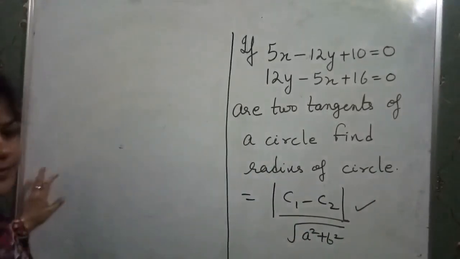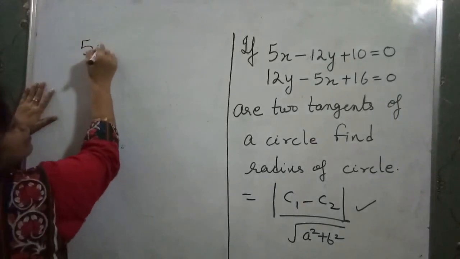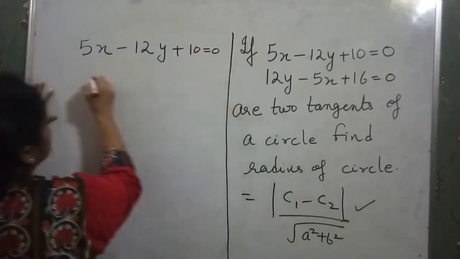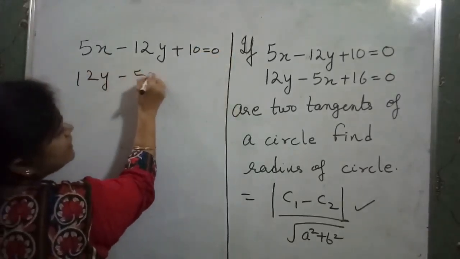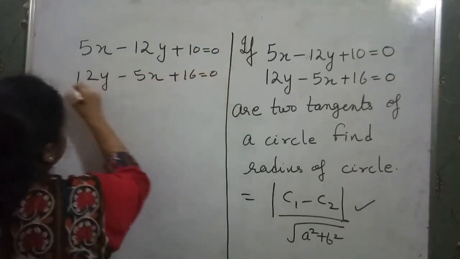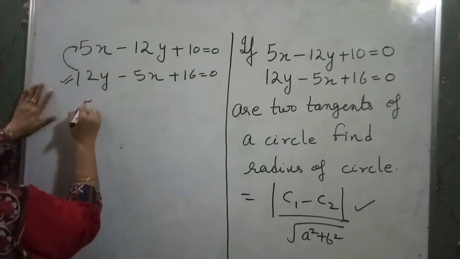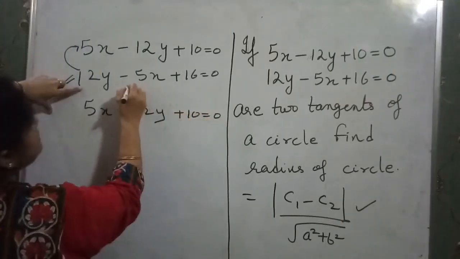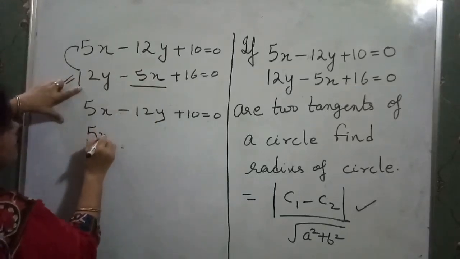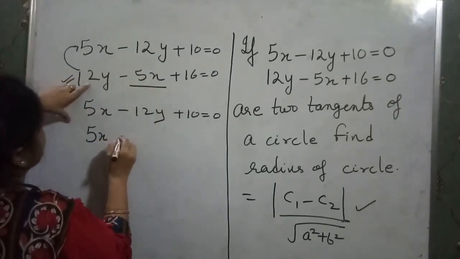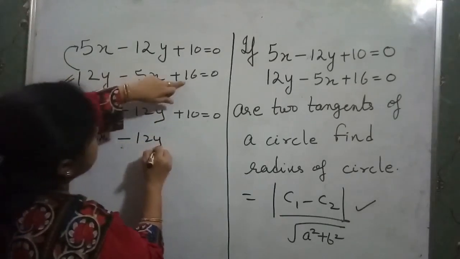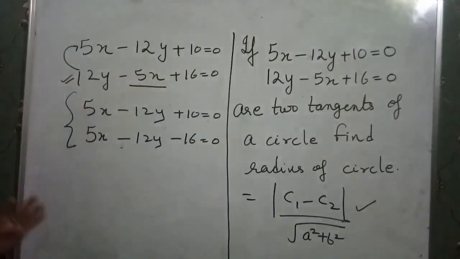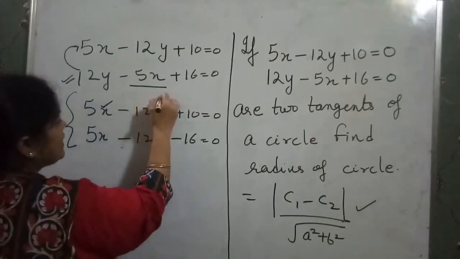Okay. Now observe the two equations which are given of the tangent. 5x minus 12y plus 10 is equal to 0. Here we have 12y minus 5x plus 16 is equal to 0. Now rearrange it in this way so that the coefficients become equal. It is minus 5x, so make it 5x by multiplying with minus 1. Here 12y becomes minus 12y. It is plus 16, so it becomes minus 16. Clear? Just arrange the two lines in this way so that the coefficients of x and y become equal.